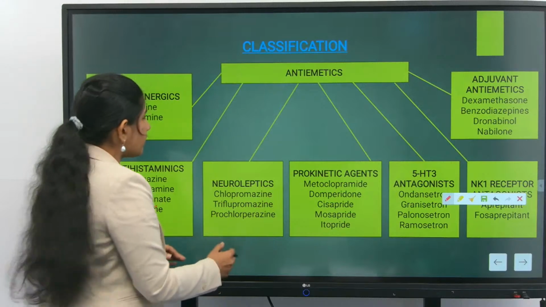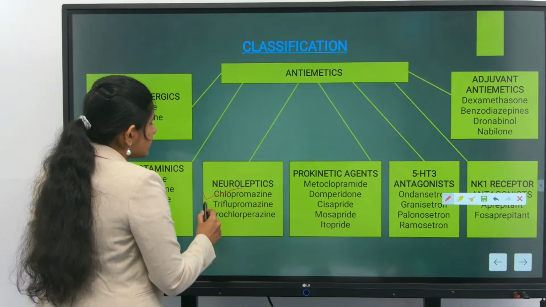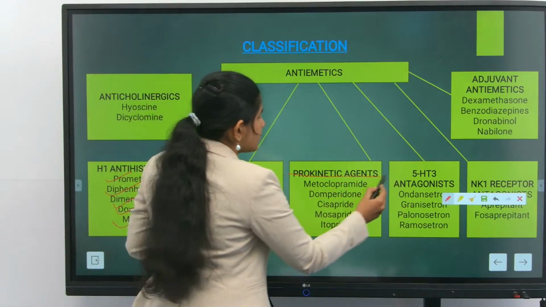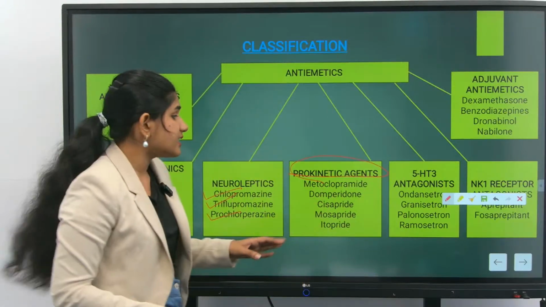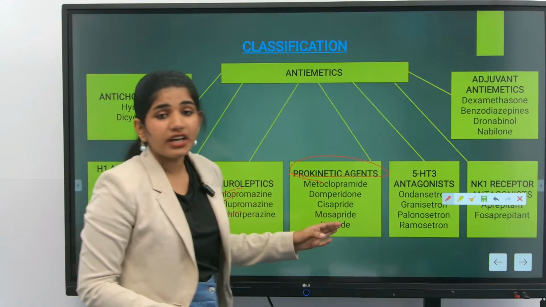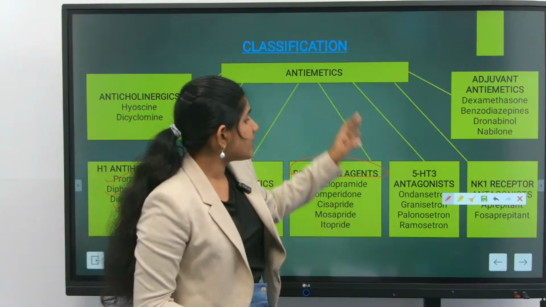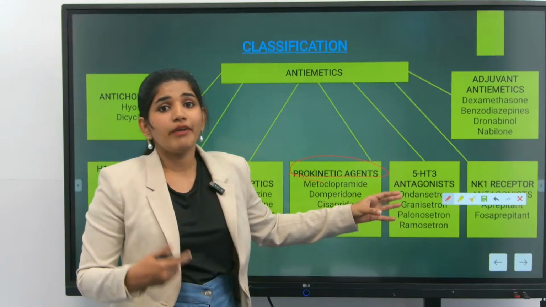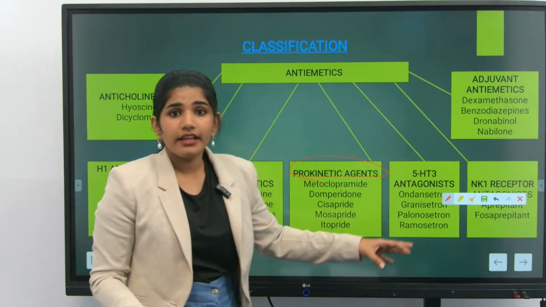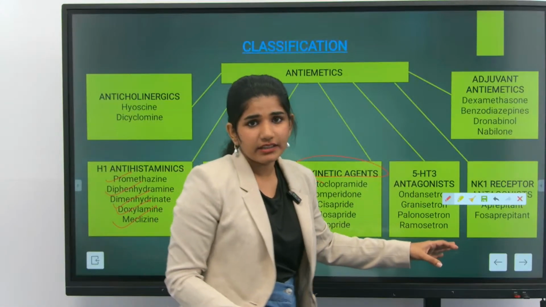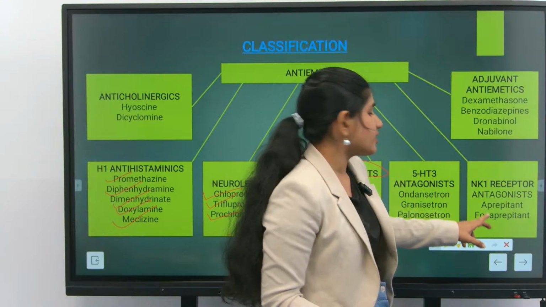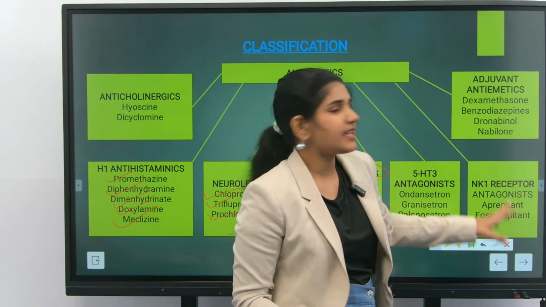And next one is neuroleptics. Which drugs come under the neuroleptics? That is chlorpromazine, triflupromazine, prochlorperazine. And next are the prokinetic agents: metoclopramide, domperidone, cisapride, mosapride, and itopride. Next is the 5-HT3 antagonists, which are very common in today's market: ondansetron, granisetron, palonosetron, ramosetron. Next, NK1 receptor antagonists: aprepitant and fosaprepitant.